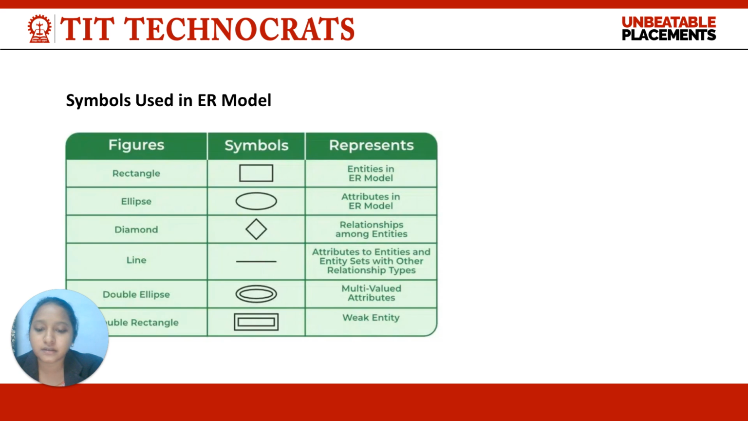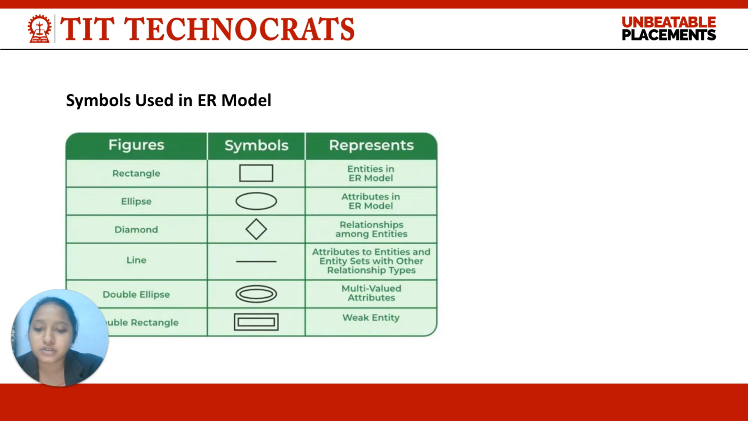First, we have the rectangle. It is used to represent entities in the ER model. For example, a student or a course would be shown inside a rectangle. Next is the ellipse. Ellipses represent attributes. These are the properties of entities like name, roll number, address. You will usually see ellipses connected to their entity boxes.